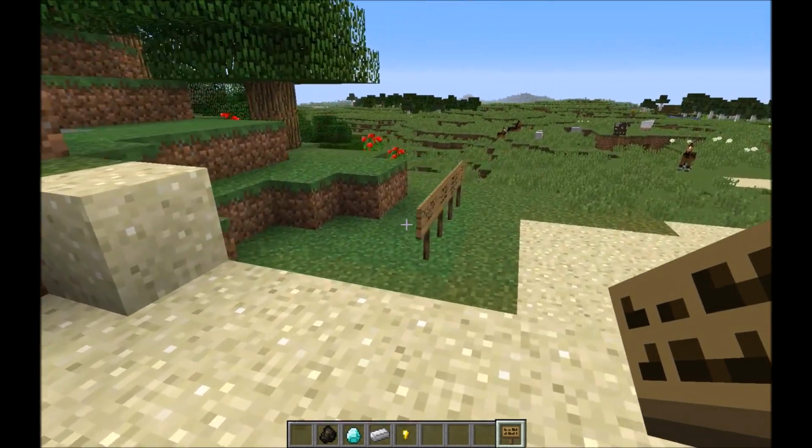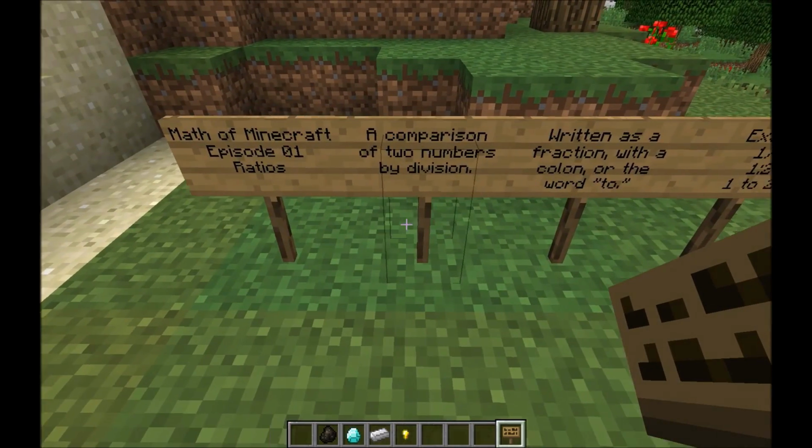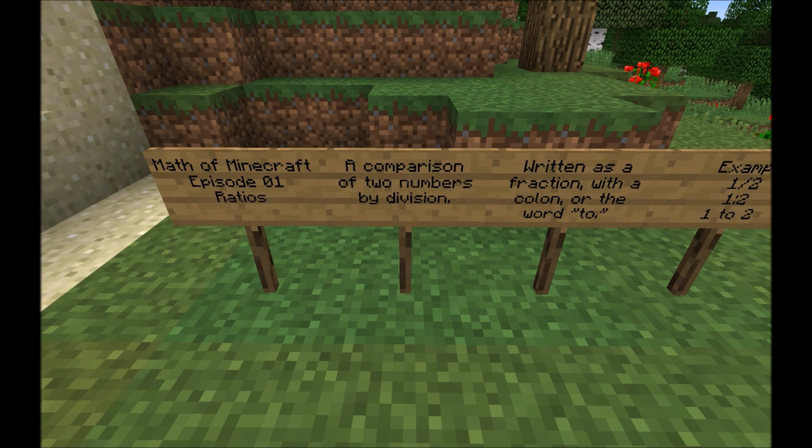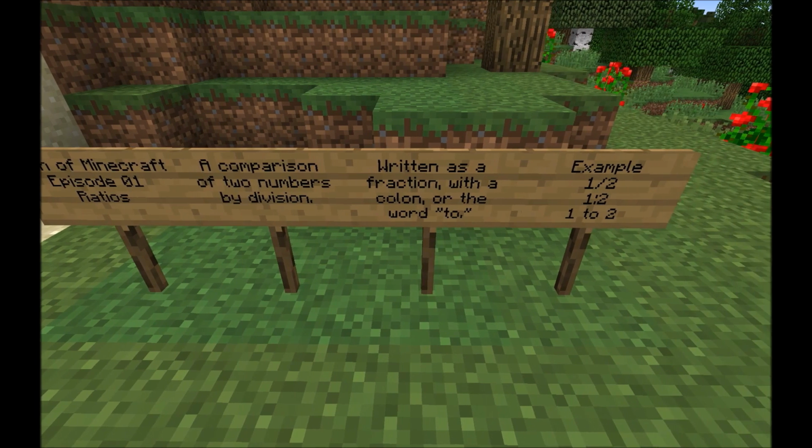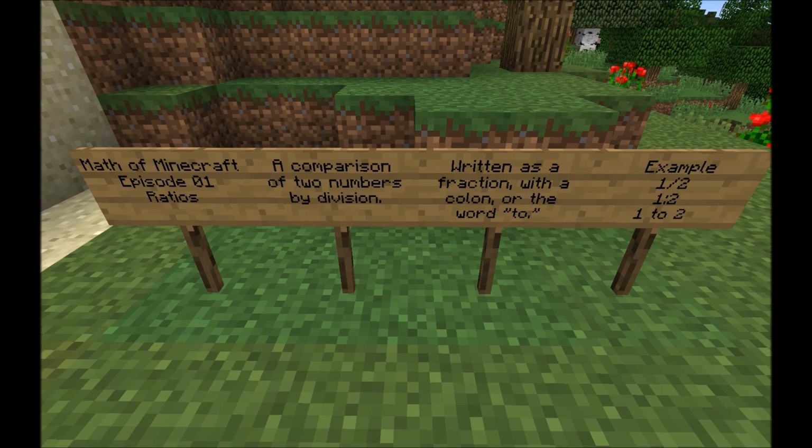That's ratio. Again, it's a comparison of 2 numbers by division. You see those everywhere. And so what I'd like you to do is please comment below where you see ratios in Minecraft, where you see them in real life. And yes, real life. I know that's the outdoors.